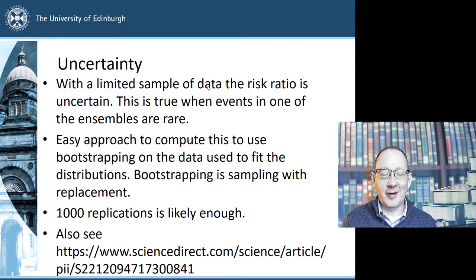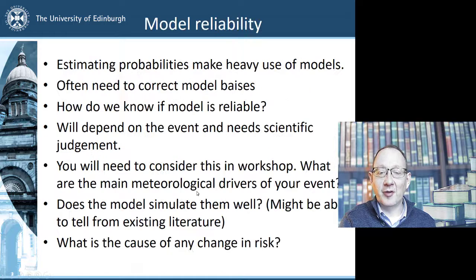So the easy approach to do this is to use bootstrapping on the data used to fit the distributions. Bootstrapping is sampling with replacement. So you have your population of numbers and you pull out with replacement, refit the distributions, recalculate the risk ratios. My experience is 1,000 replications is likely enough. If you see this article here, and don't worry, the slides are going to be available as well, you can go and have a look at that approach.